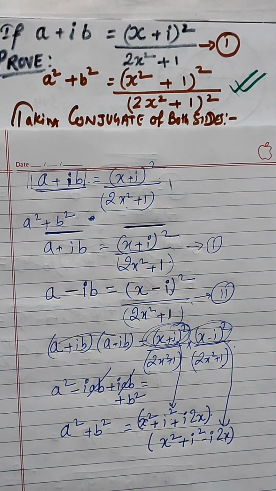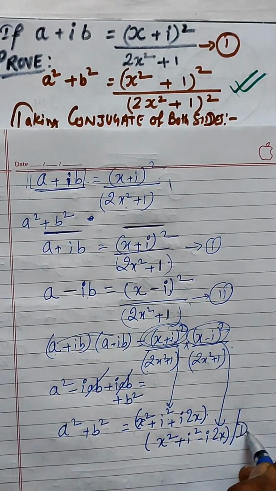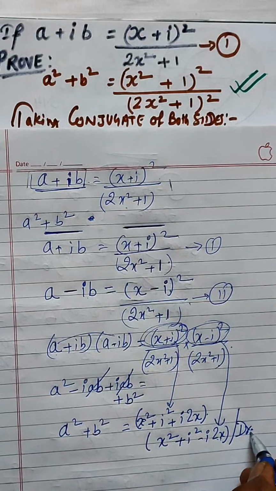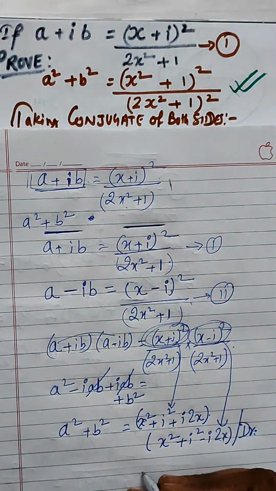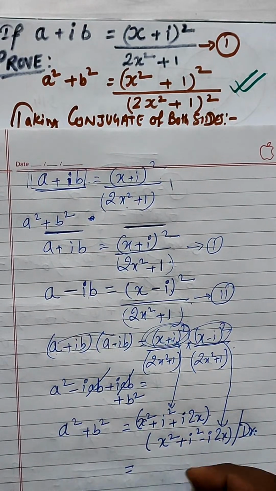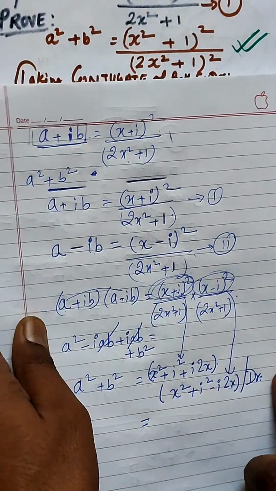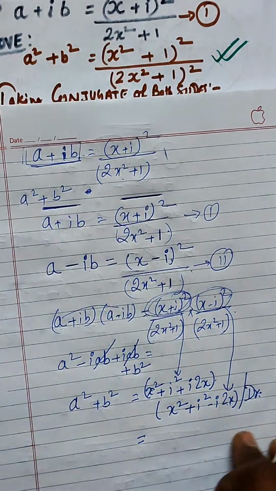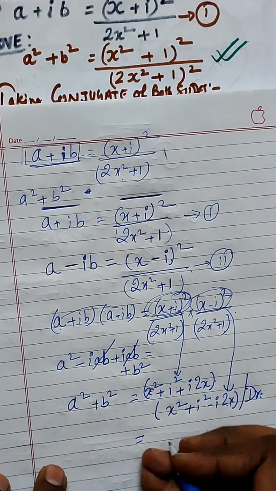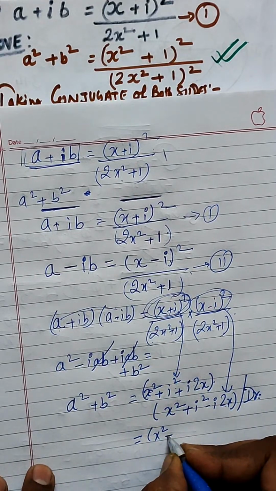I'm not writing the denominator every time. Wherever I write the denominator, understand it's (2x square plus 1) whole square, so that it is easier to explain and does not occupy space on the page. Now, x square plus i square will come as x square minus 1, since i square is minus 1.